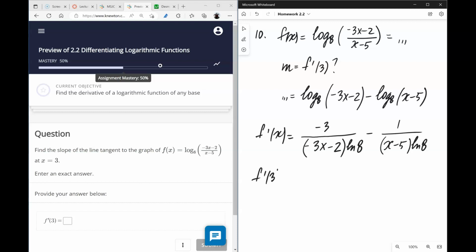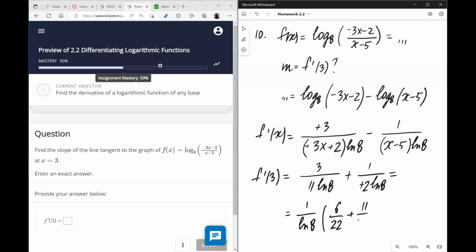And now evaluate the derivative of this function at 3. Here's what we get. 3, I'll get rid of this negative, so this becomes just positive. 3 divided by 11 ln 8 minus 1 divided by negative 2 ln 8. So this is positive now. So we have 1 over ln 8, and here we have 3/11, which is 6 over 22 plus 11 over 22. So 17 over 22 ln 8 is the answer.